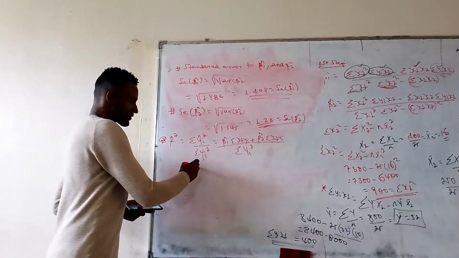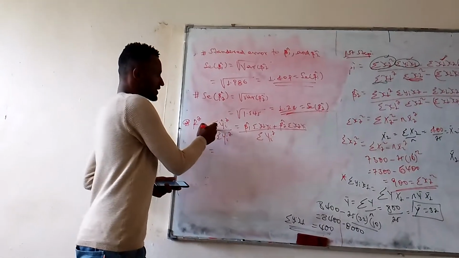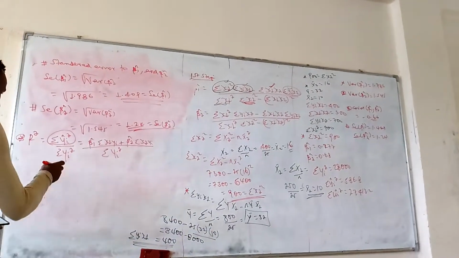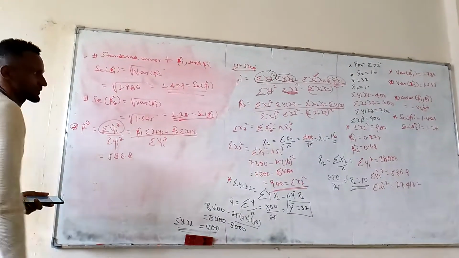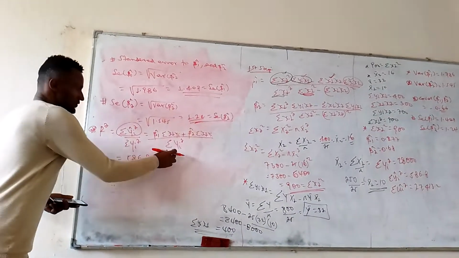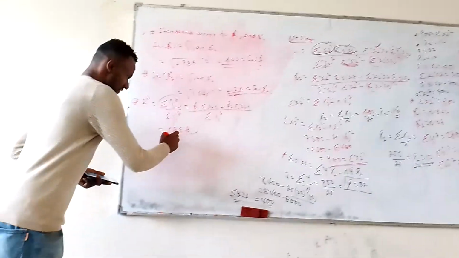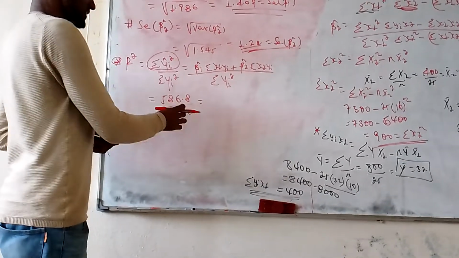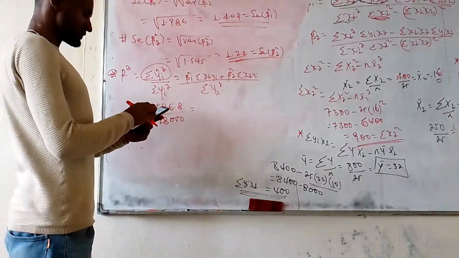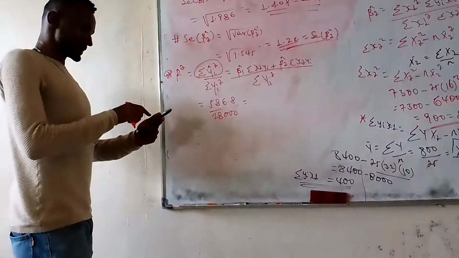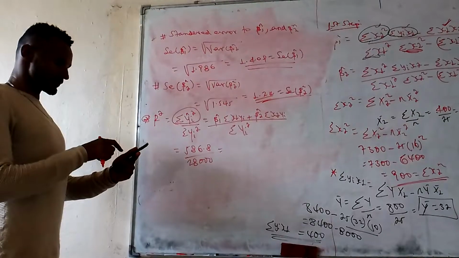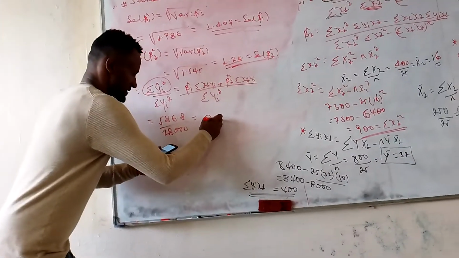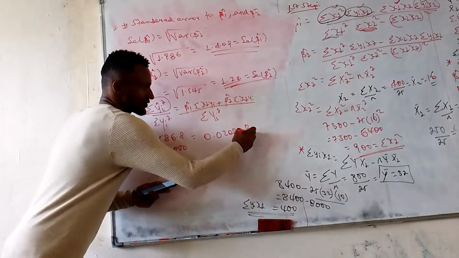So from our first computed values, the value of this term is equal to 586.8. And again, the value of this denominator is from the given population data, we have 28,000. So let me take the ratio of these two numbers. 586.8 divided by 28,000 is equal to 0.0209, which is the value of our R square.